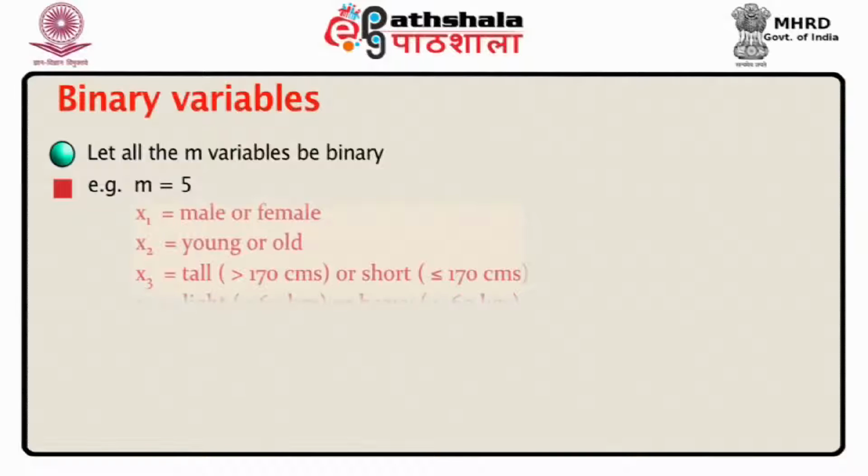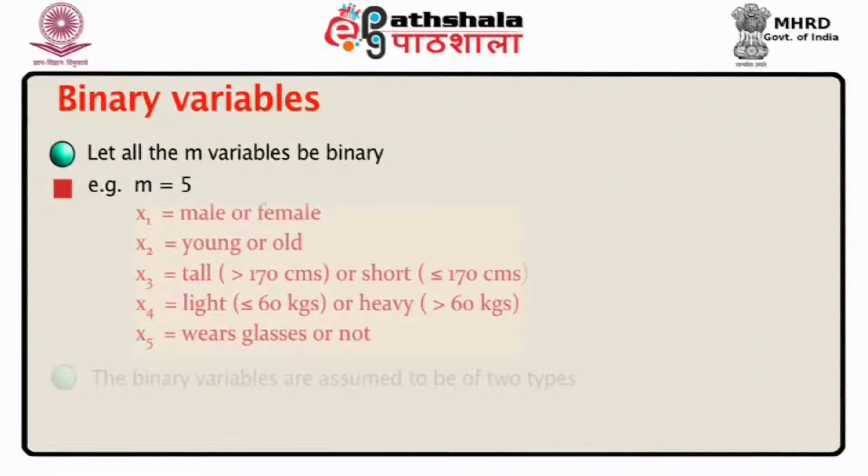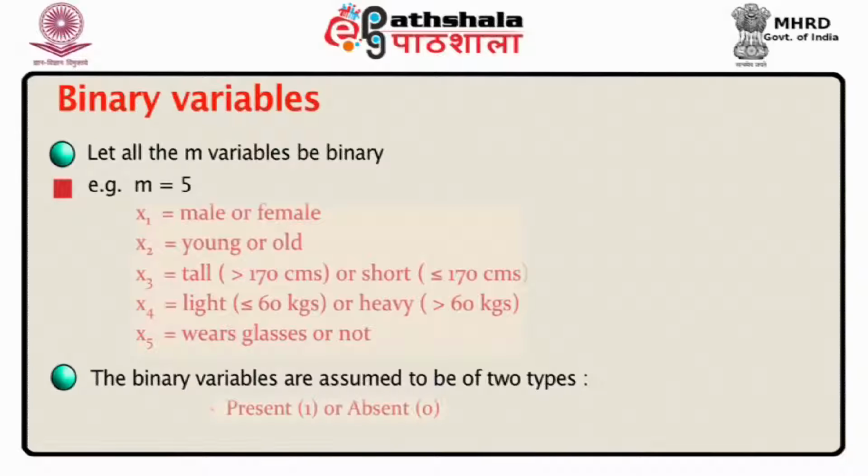X4 can be light or heavy in weight. So, less than 60 kgs, the person is light. More than 60 kgs, he is heavy. And X5 is, suppose we want to see whether they wear glasses or they do not wear glasses. Now, the fifth variable in this case is slightly different from the first four, because binary variables we generally can categorize into two types. The first of this type is the present or absent type of variable. You look at the fifth variable here, wears glasses or not.